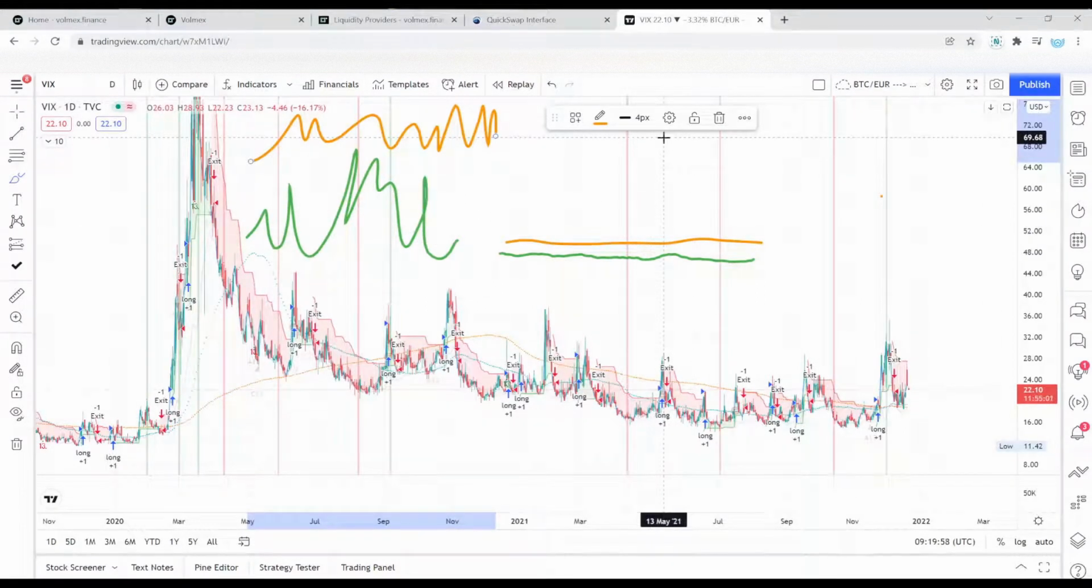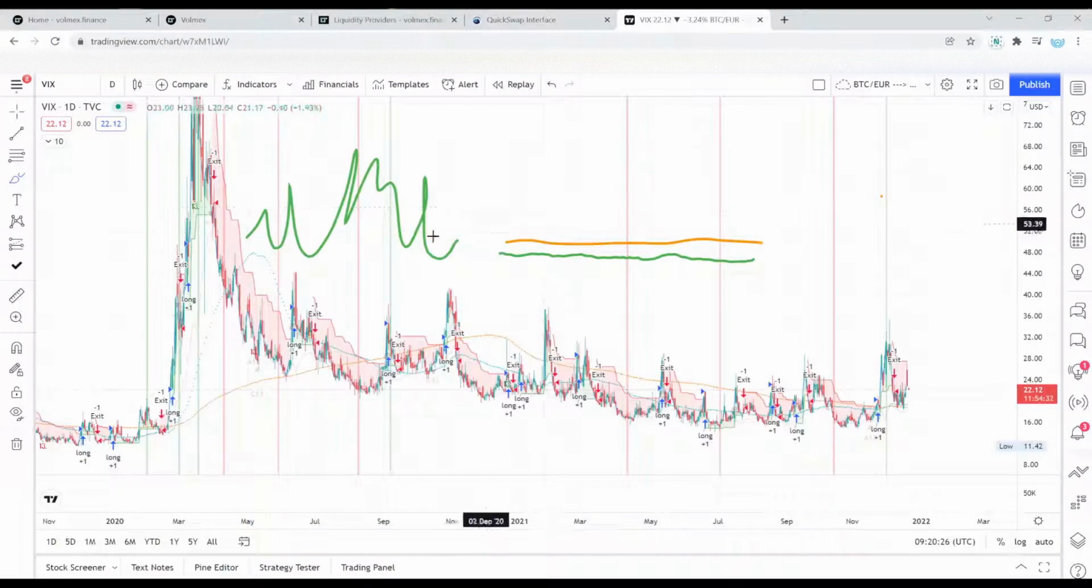So volatility, all it does is measure how much something moves up and down, how extreme the movements up and down are. If you want to go into the nitty-gritty of volatility and how to calculate it, you will find plenty of resources online. Just Google volatility calculation, and you will find explanations on how to actually calculate it.